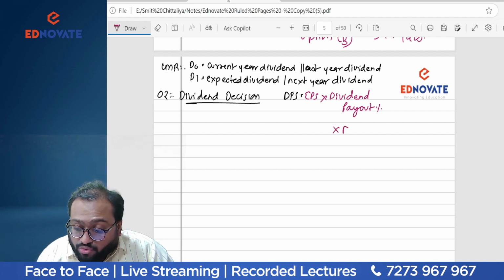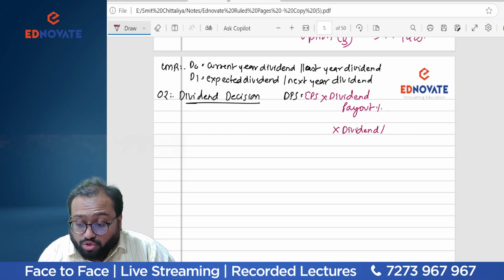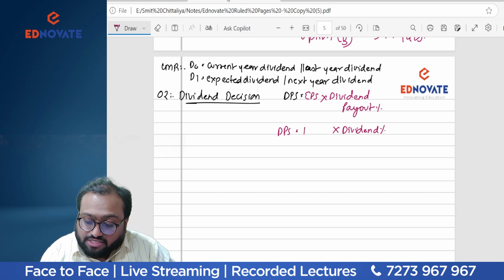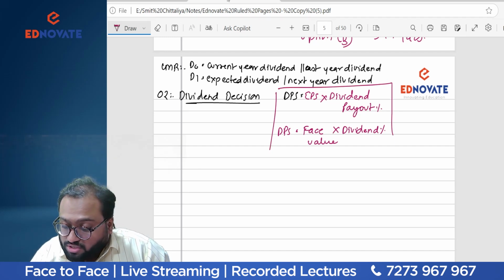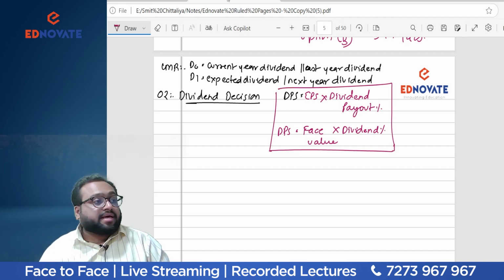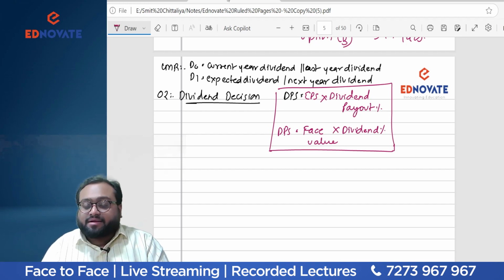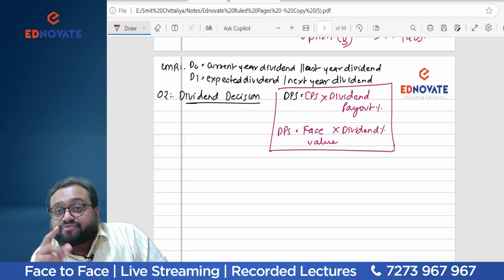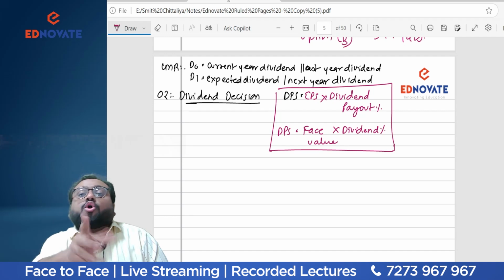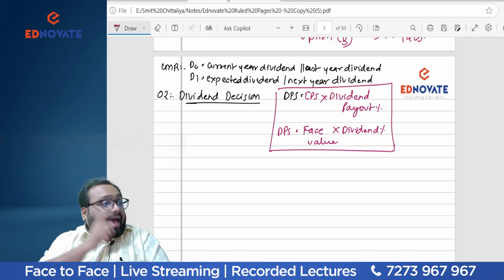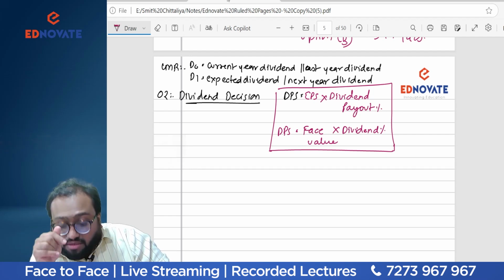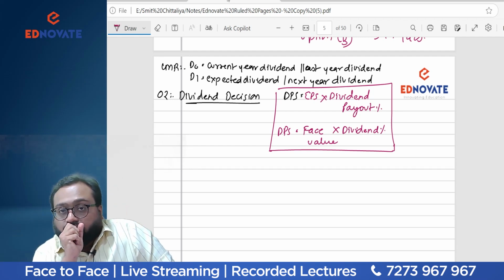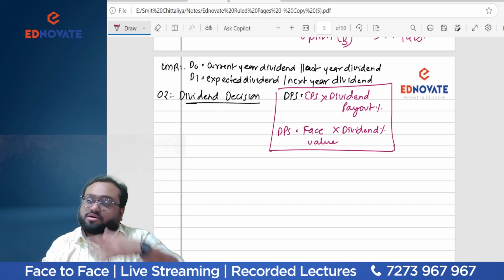But if the question is giving you dividend percentage, look at the question very properly, and DPS is equal to face value multiplied by dividend percentage. You need to take the face value of the equity share. Do remember these two things very nicely and properly, because there are chances of doing a slight, minor error. If the question is giving you dividend payout percentage, always multiply with EPS. And if they are giving you dividend percentage, multiply with the face value. D0 is your current year dividend or the last year dividend. And D1 is your expected dividend or the next year dividend.